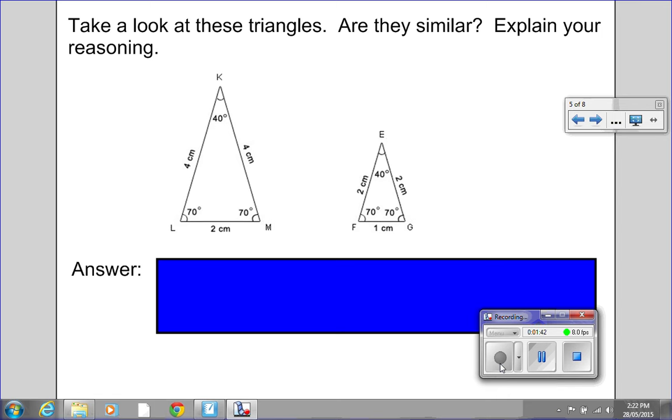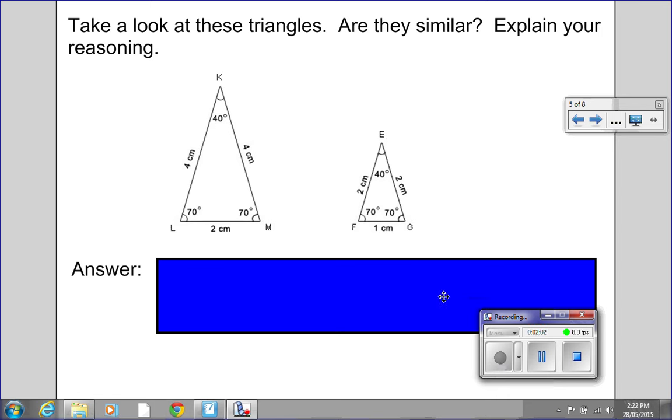All right, take a look at these triangles. You're going to put the video on pause and consider whether they are similar or not. And then once you've considered a response, hit play and we'll see how you did. So pause the video now.